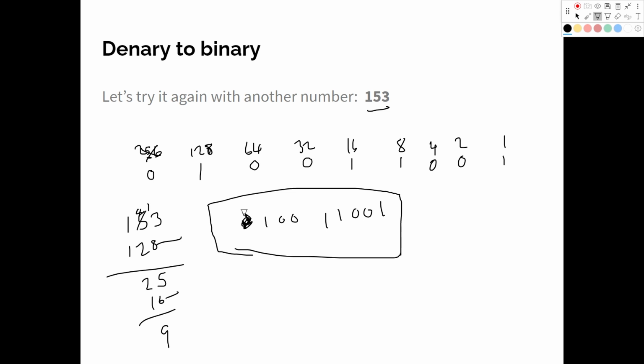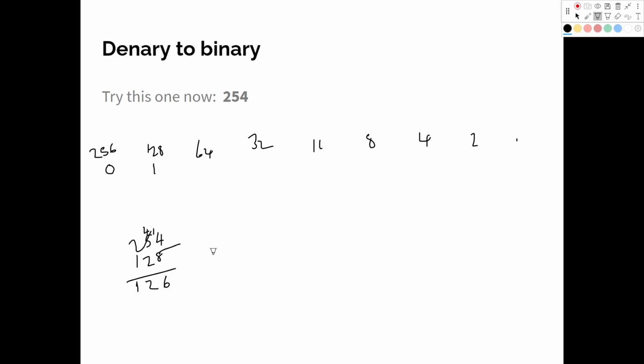All right, one more. 254, quite a big one. Let's write our values. So again, I'm stopping at the first number that's larger than my target. I'm going to put a 0 underneath that. And the first number I can use is 128. It gets a 1. And then I do 254 minus 128. So 126 is my next target.